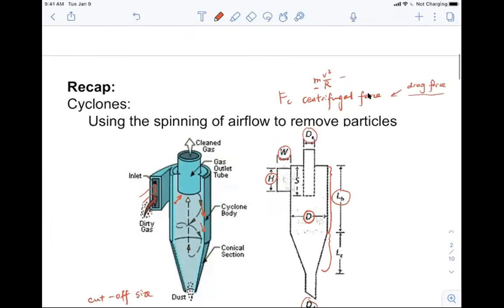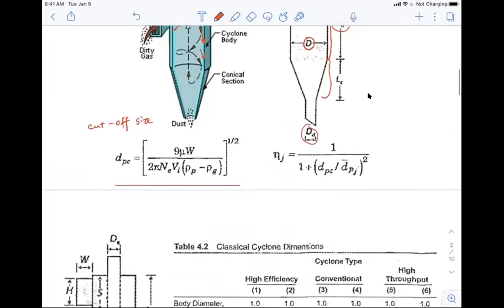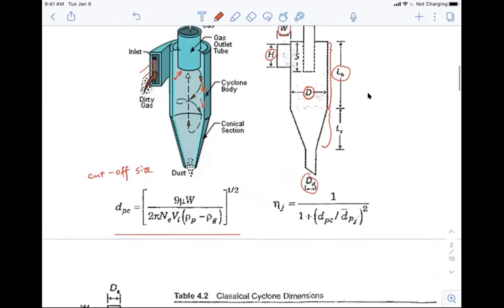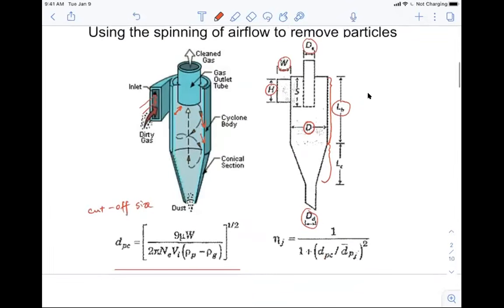So what we did was we equated this thing with a drag force, 3 pi mu dp multiplied by VR, right? VR is the relative movement between the particle and the airflow. And we can actually solve for the cutoff size, right? So basically the cutoff size is kind of the characteristic size of any cyclone, of any size, right? And later we'll show that with this cutoff size, we can calculate the efficiency at any other different sizes.